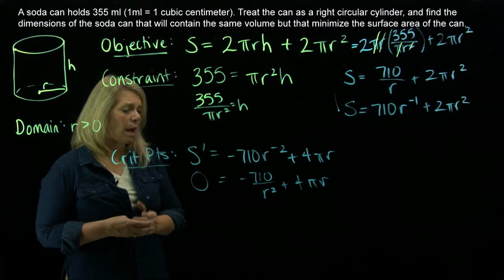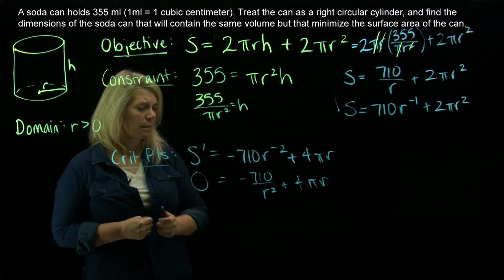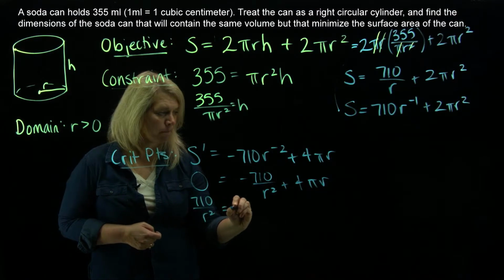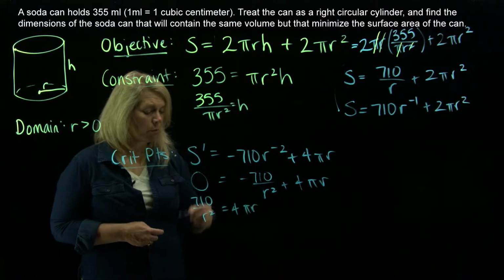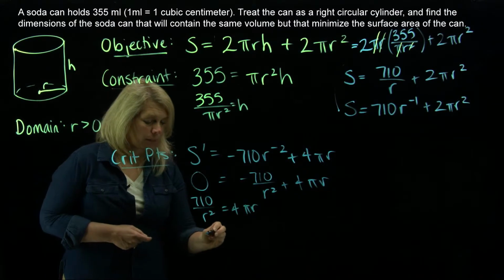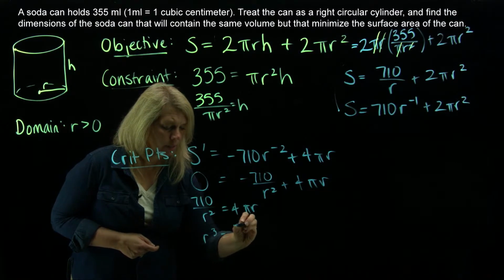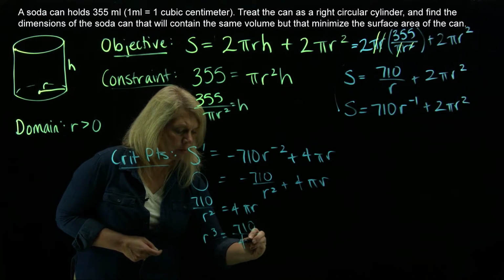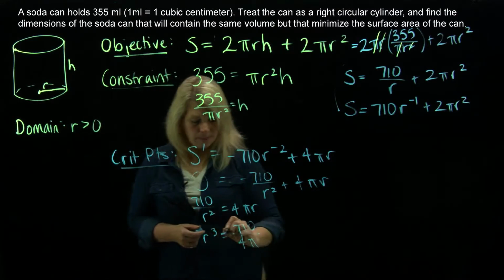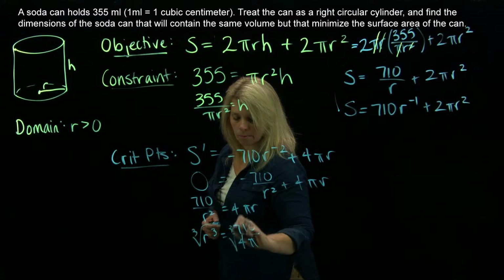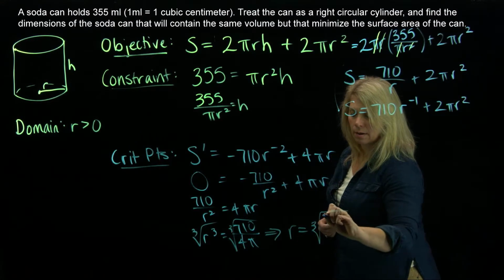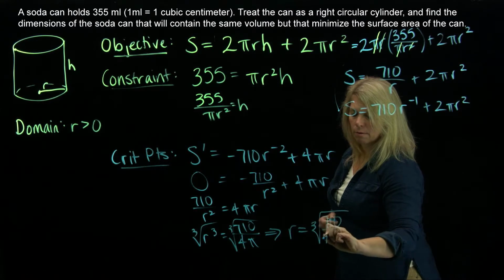Okay, so I have to do some algebra here to think about this. I might add 710 over r squared to both sides. Multiply through by r squared and divide through by 4 pi. So I'll get r cubed equals 710 over 4 pi. And then if I cube root both sides of that, I'll get r equals cube root of 710 over 4 pi.